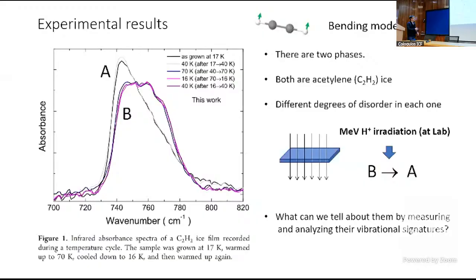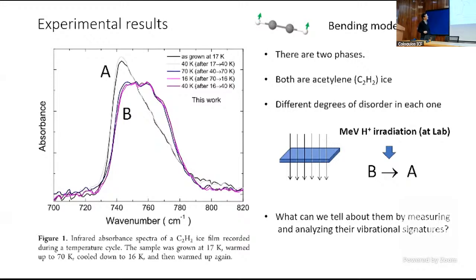Okay, and then you see here, we have grown at low temperature. Then you have this phase that everybody agrees is amorphous. If you heat it, you go to this one. If you go down, it stays there. So you have these two phases here. We agree that there are two phases. But you see here, well, another observation.